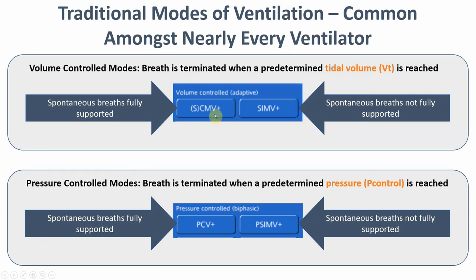In each of these modes, you have two options. You can be in CMV or SIMV in volume control modes, or PCV or PSIMV in pressure control modes. The difference between these determines how the patient interacts with the ventilator. In CMV, if the patient takes a spontaneous breath, then the ventilator fully supports that. The same with PCV. It fully supports that breath until it reaches that pressure in PCV, or in the volume control mode, CMV, it fully supports the spontaneous breath until that volume is reached.